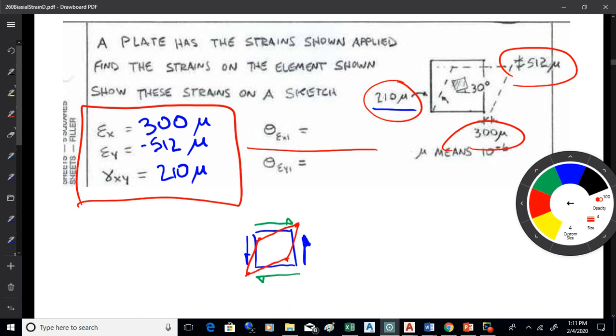Now notice the difference between that more realistic sketch that I just made and the schematic sketch up above. The purpose of the schematic is just so you can dimension things easily, okay? So all the strain is put on one side. It's not really realistic though. And then we've got the angles that we would use to find epsilon x1, it would be 30 degrees, and to find epsilon y1, it would be 30 plus 90. So that would be 120 degrees.